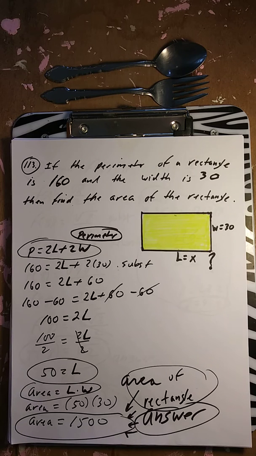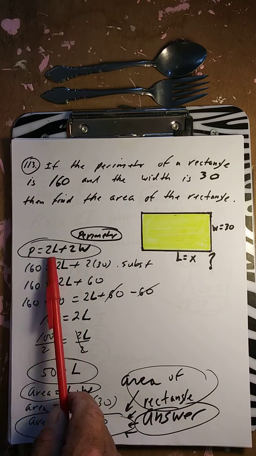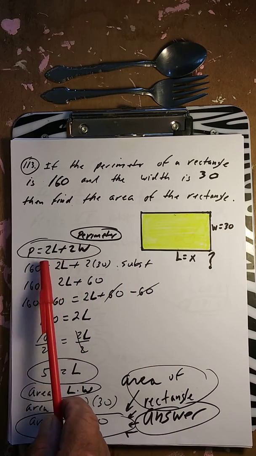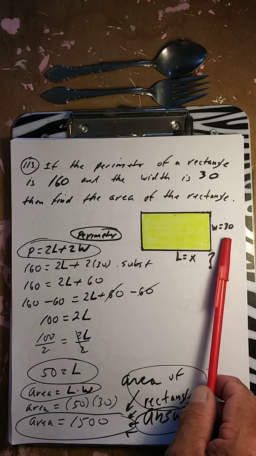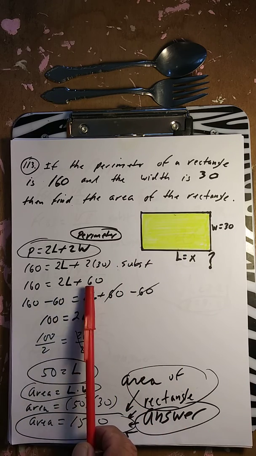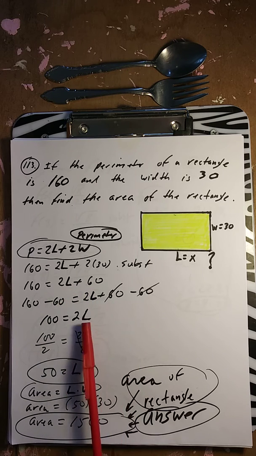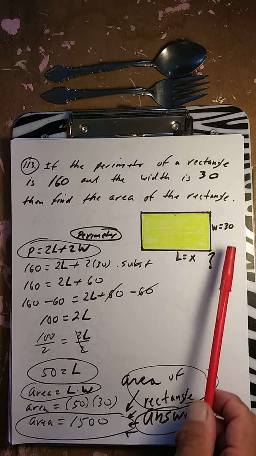The perimeter of a rectangle is 160 and the width is 30. Then find the area of the rectangle. So first, perimeter. Perimeter is 2 lengths plus 2 widths. We know that perimeter is 160. L we don't know, but the width we do, so put in 30. So 160 equals 2L plus 60. Minus 60 both sides, so that means 2L equals 100. Now divide by 2, so 50 equals L. So now I know the length and I know the width.